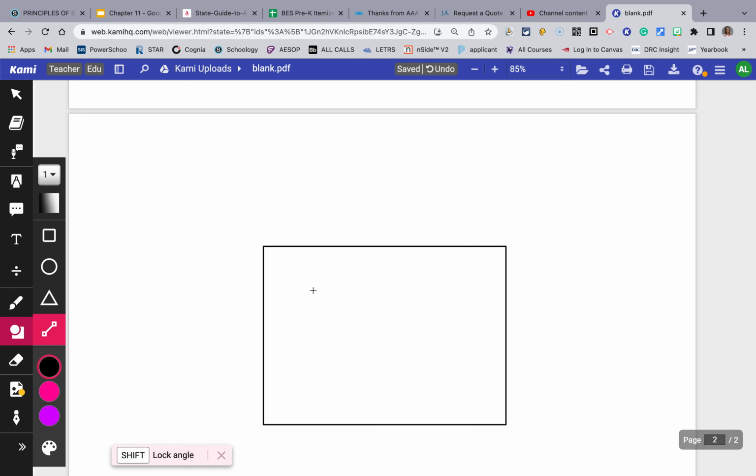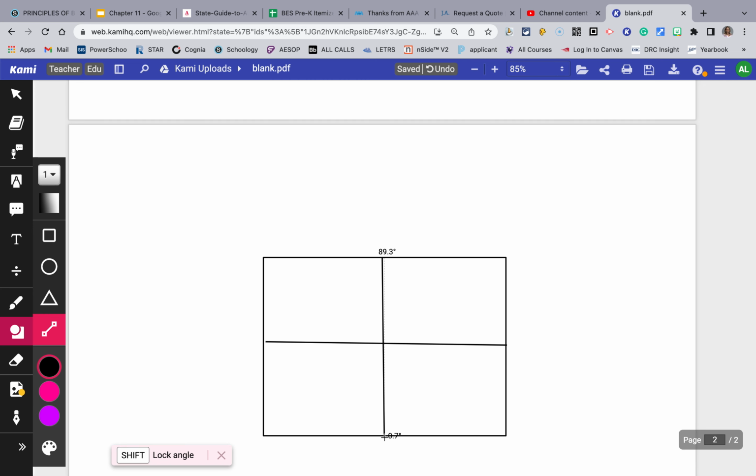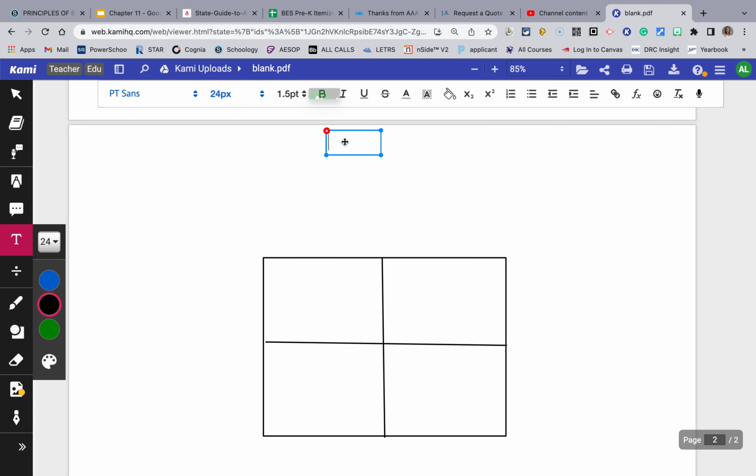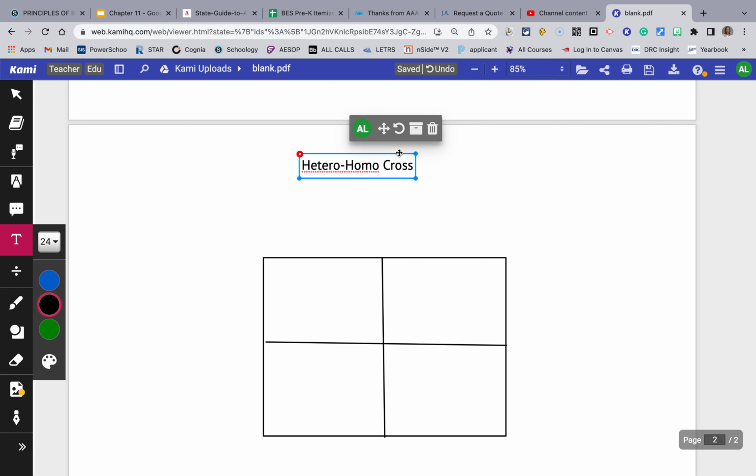Let me draw my little Punnett square here. You need to draw yours as well. I could actually do 2, but I'm not going to do the recessive because that's kind of self-explanatory. All right, so let's do a hetero-homo cross. So heterozygous crossed with a homozygous, okay?